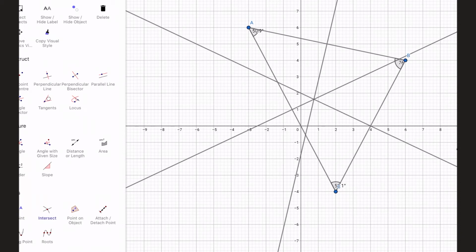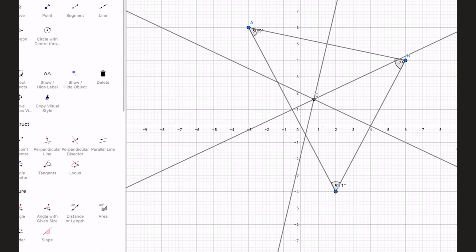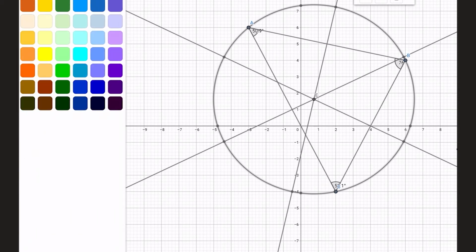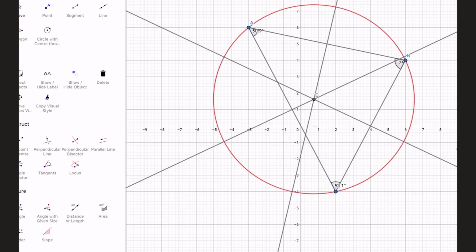Now I take the intersection of these three, which is this, and with the intersection point of the perpendicular bisectors as a center, I draw a circle. This is my circumcircle, as you can see here, and I can color it so that we understand it better. This is your circumcircle. Now, this is still not a right angle triangle.